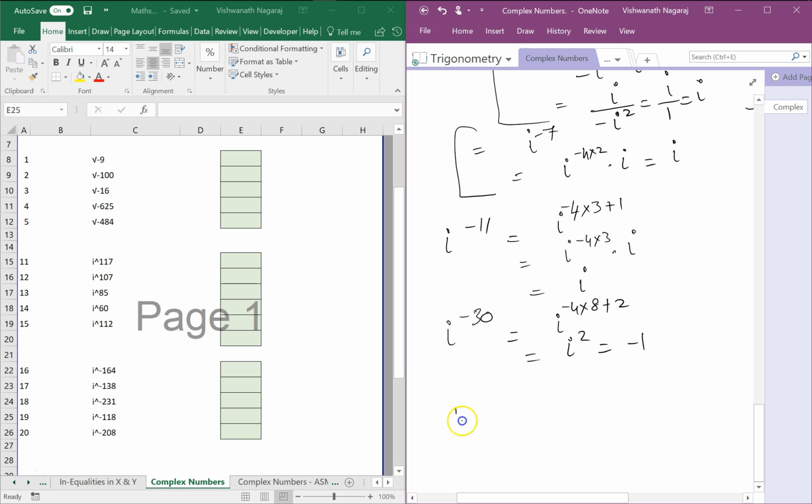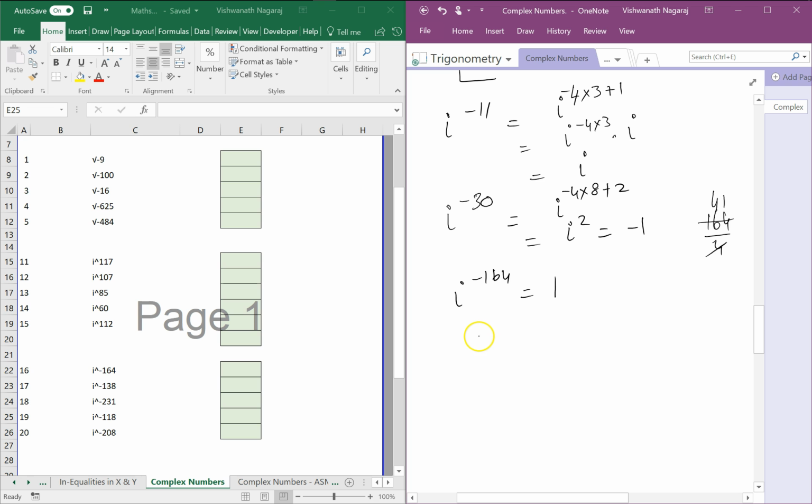Now let's look at really large numbers. Minus 164. Now divide 164 by 4. 4 fours are 16, 4 ones are 4. So this is an exact multiple. So you can directly make it as 1. Let's do one more.